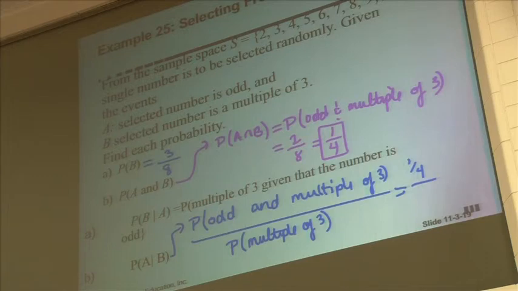That goes to part A. Find the probability that the selected number is a multiple of 3. So 1 out of 4 divided by 3 out of 8. Plug that into your handy dandy calculator. You should get 2 out of 3. It does, in fact, the final answer. Pay attention to the order in which the question is being asked.